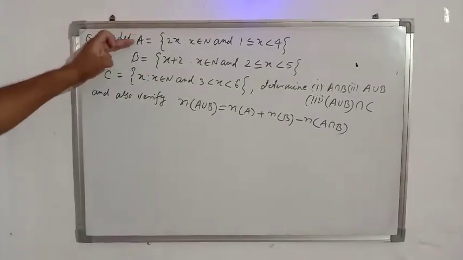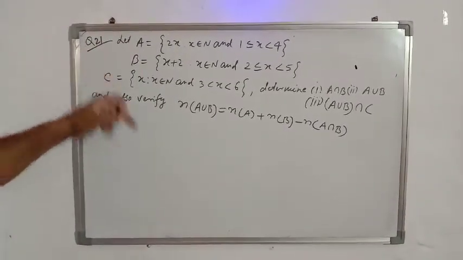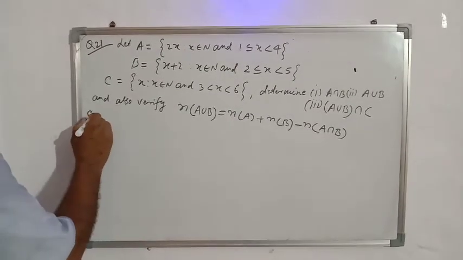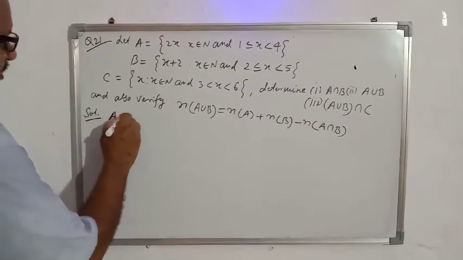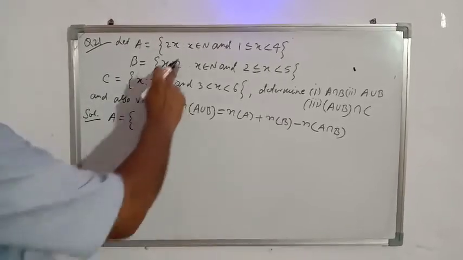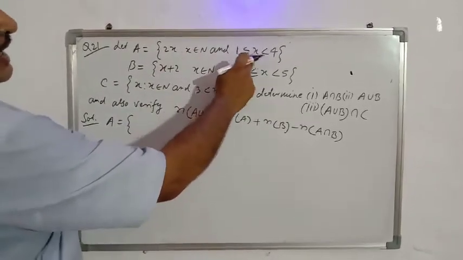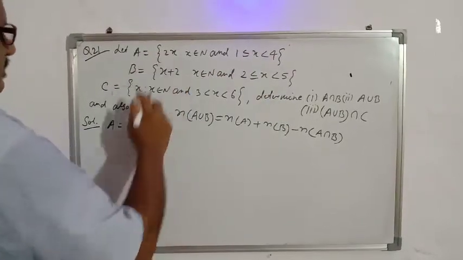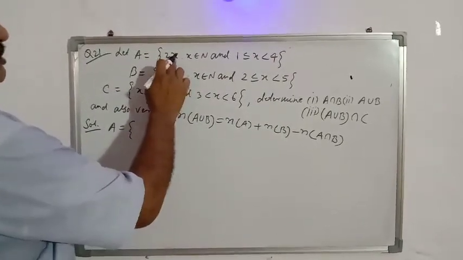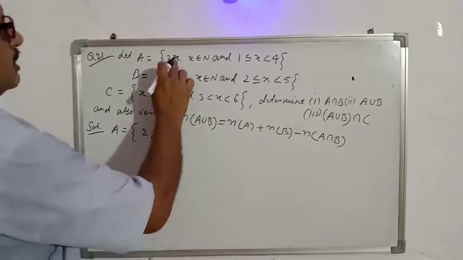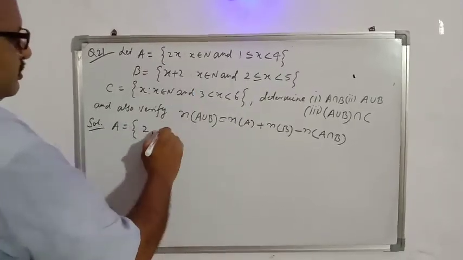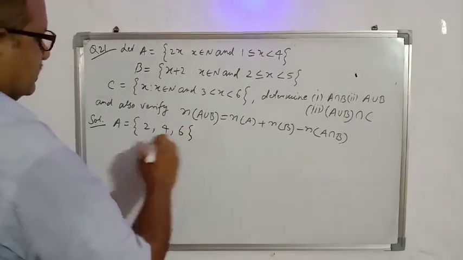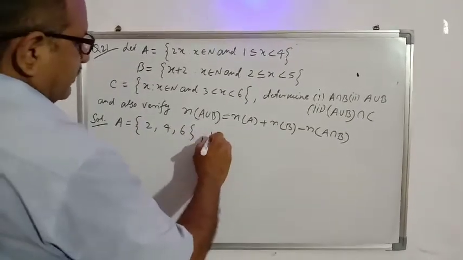Firstly we will write all these 3 sets A, B, C in the roster form. So write the sets in the roster form. What will be set A? X is a natural number and x lies in this interval. X is 1, 2 and 3. So put here 1, 2, 3. When we put 1 here, 2 into 1, 2. If we put 2 here, 2 into 2, 4. Put 3 here, 2 into 3, 6. This is the set A.